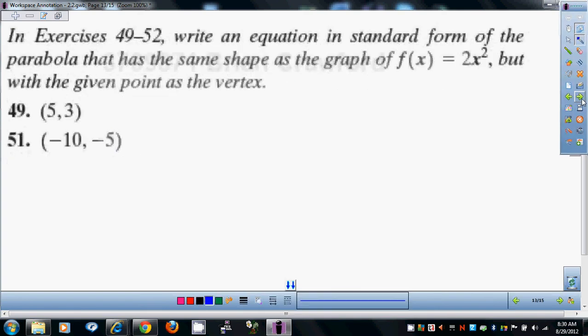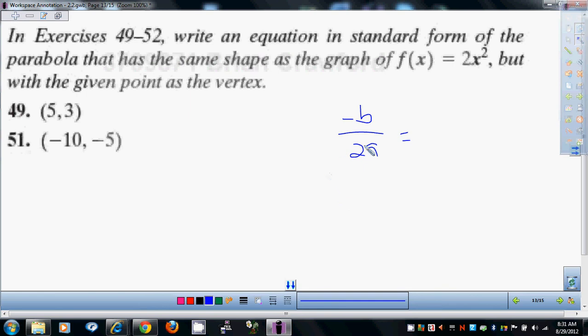Here we go. 49 to 52. There's a lot of little bitty pieces to this section. Write an equation in standard form of the parabola that has the same shape as 2x squared, but with the given point as the vertex. Okay. No problem. Here we go. What is the equation for the vertex? Negative b over 2a. They're giving us a and b. They're giving us what this equals. This equals what for number 49?